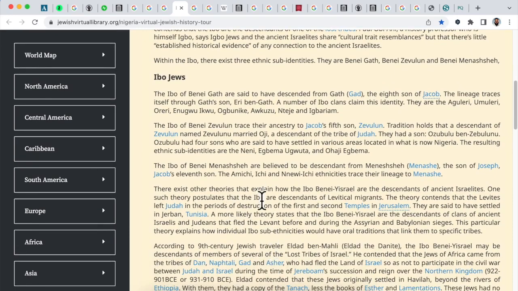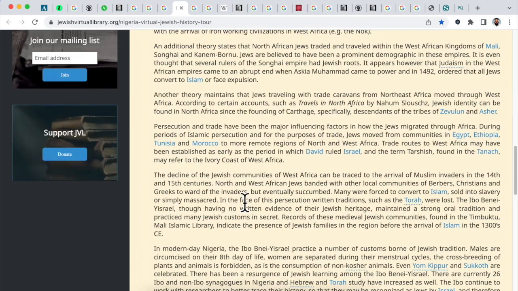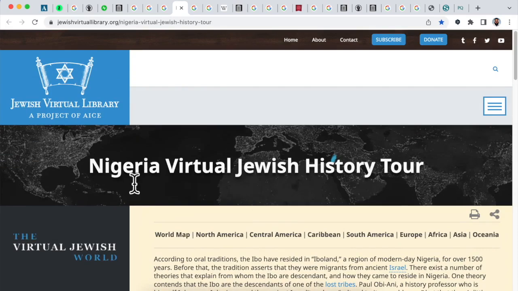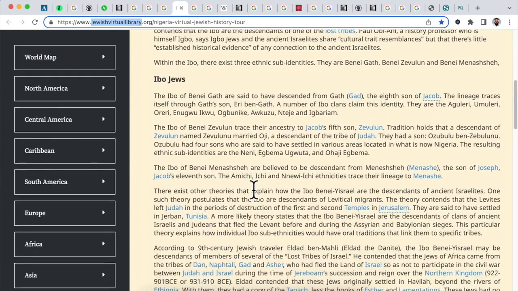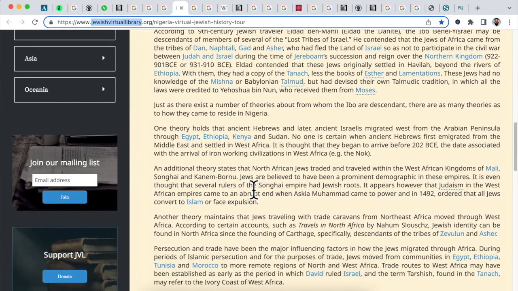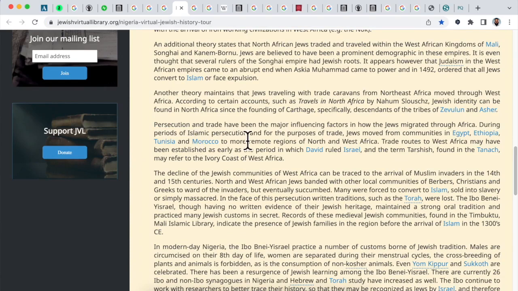This is a Jewish source put together by Jewish historians. Oh, and the title of this webpage is Nigeria Virtual Jewish History Tour. JewishVirtualLibrary.org. All right. We're going to jump to right here where it says persecution. Persecution and trade have been the major influencing factors in how the Jews migrated through Africa.